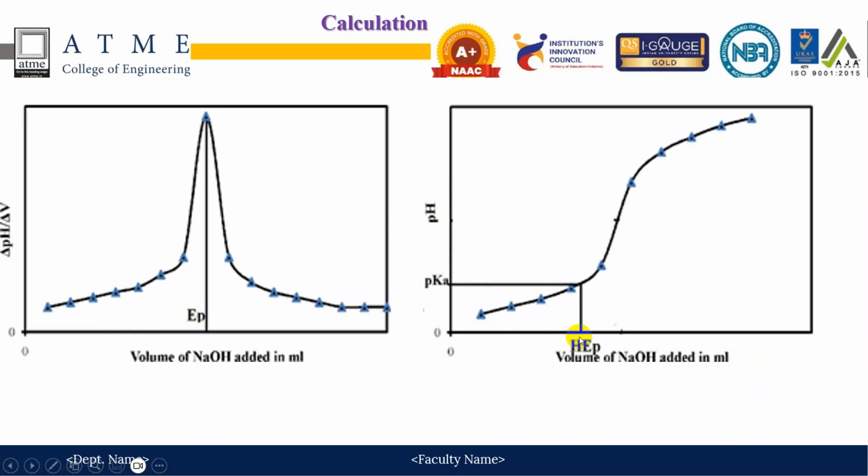Note down the volume consumed for the half equivalence point here, and extrapolate the graph towards the y-axis. Note down the half equivalence point on the x-axis and extrapolate towards the y-axis. The value of pH that you get here will be the pKa of the solution. So note down the pKa and report it in the report.